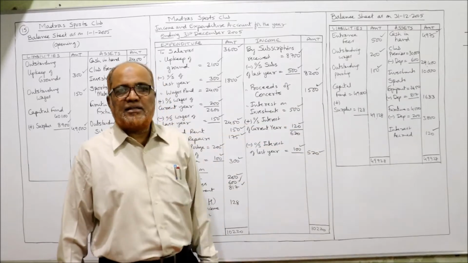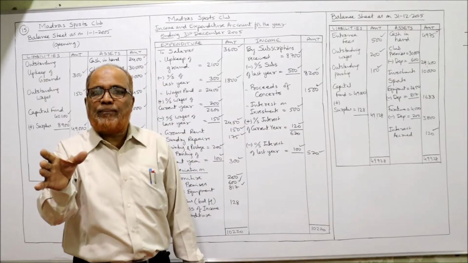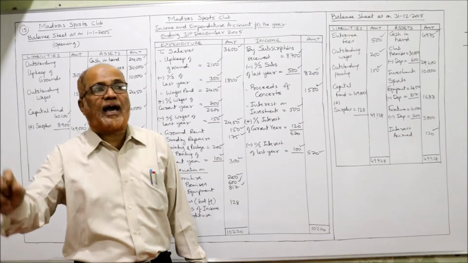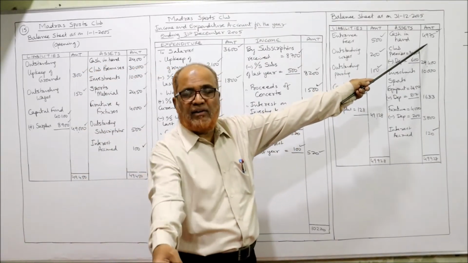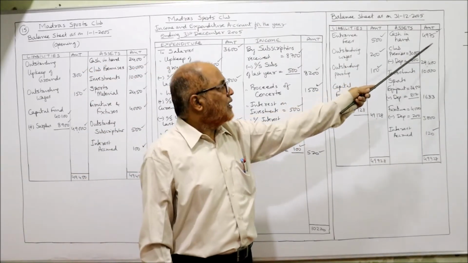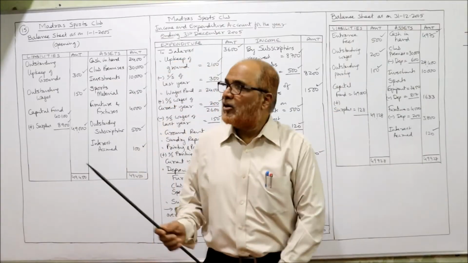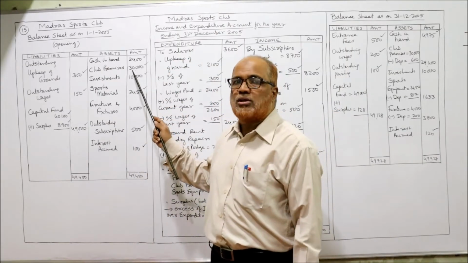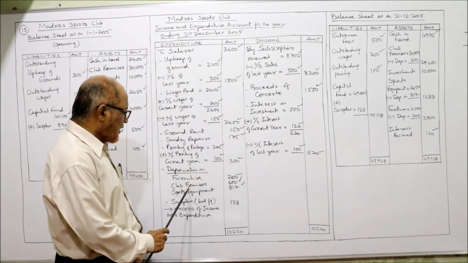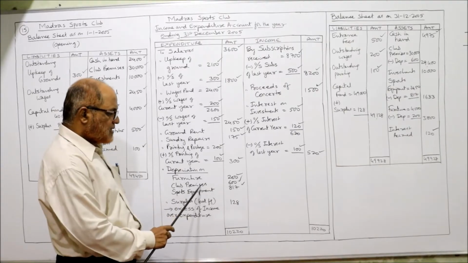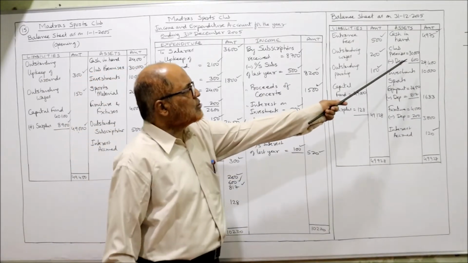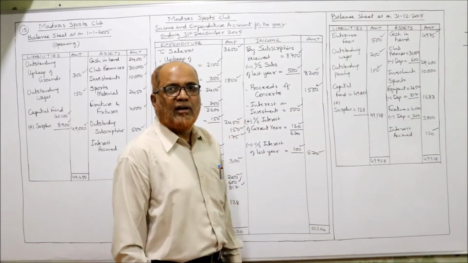Now come to the asset side. If you see the cash book, at the end of the year, how much is the cash balance? 4,975 is given in the cash book, last item, as closing. Club premises, beginning of the year club premises are 30,000. How much depreciation is provided on club premises? 600. So 30,000 minus 600, 29,400.